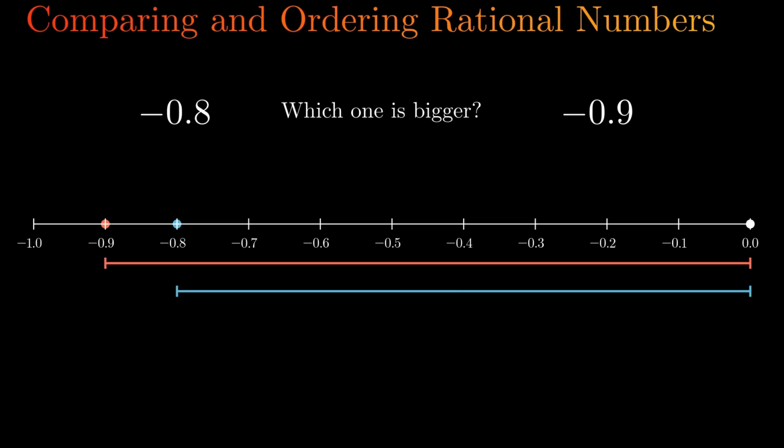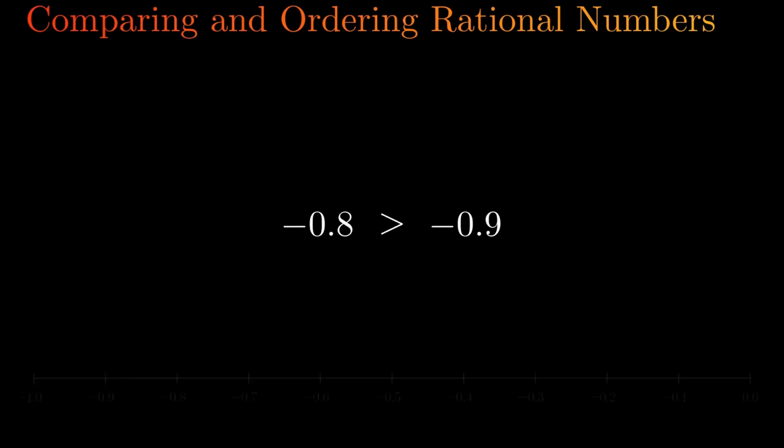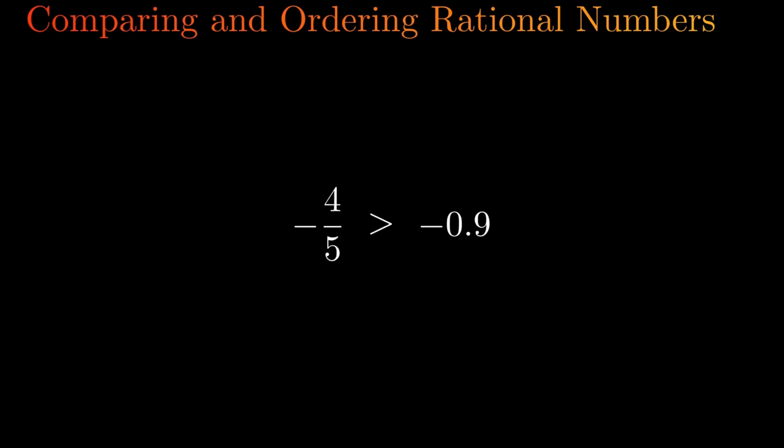Which one is closer to 0? -0.9 is deeper in debt, and -0.8 is closer to being positive. Since -0.8 is on the right, it wins. So we know that -0.8 is greater than -0.9. Switching it back, -0.8 is just our original fraction, -4/5. So the final answer is -4/5 is greater than -0.9. Always check the number line.